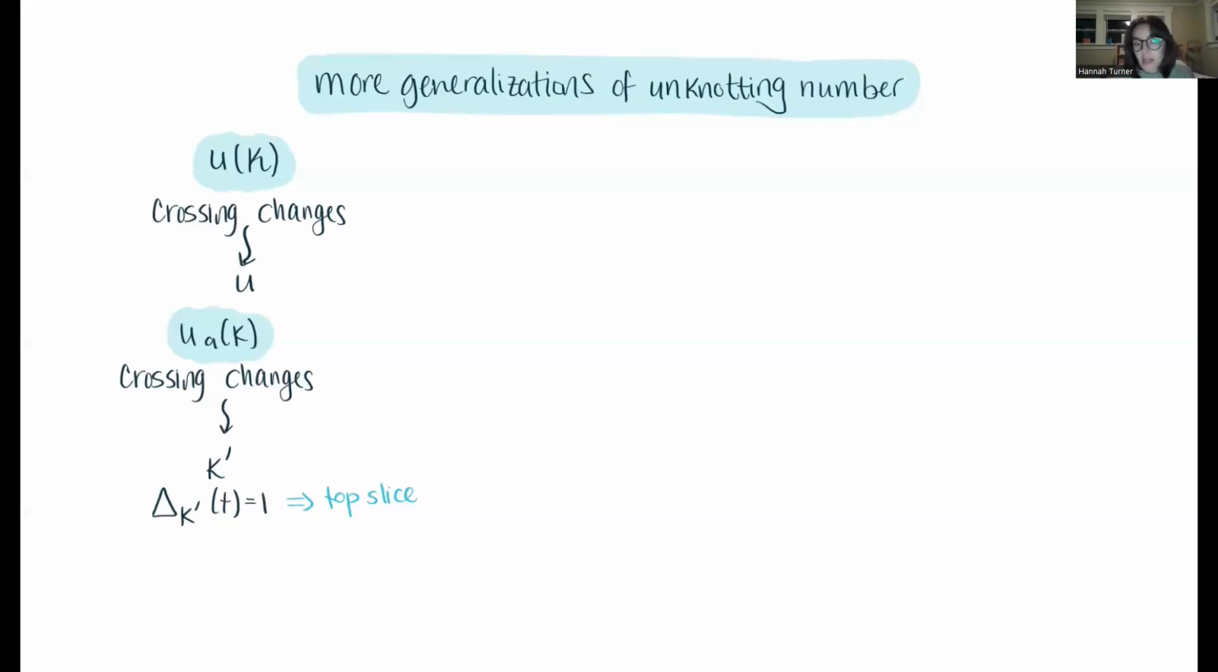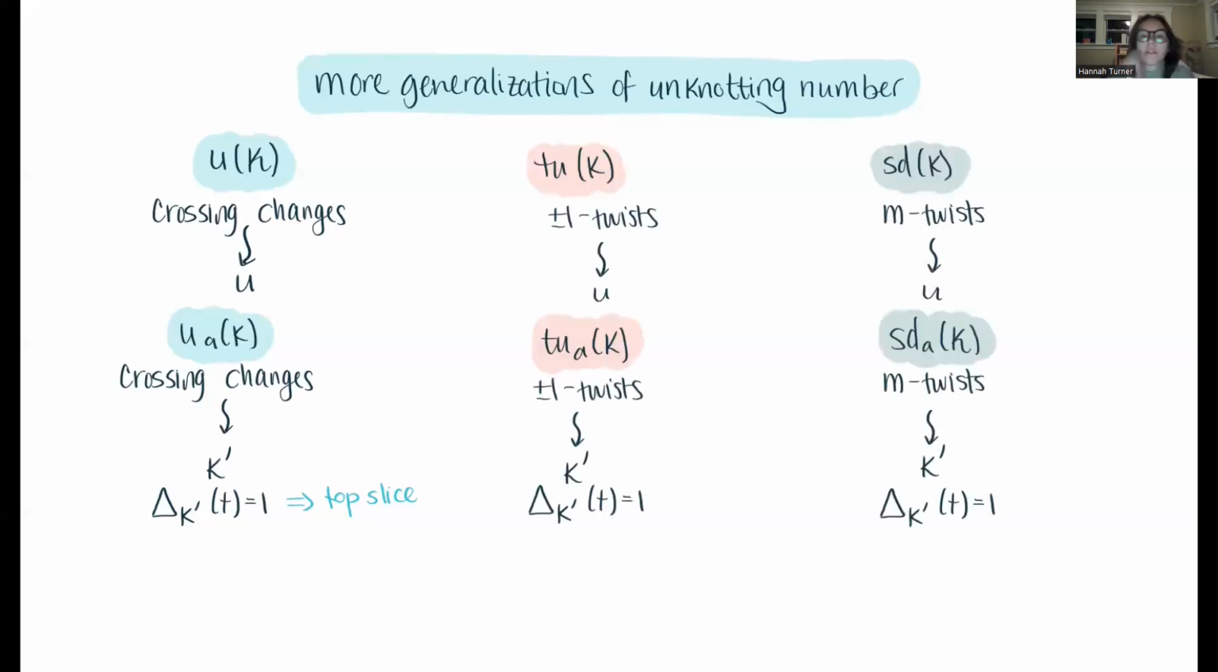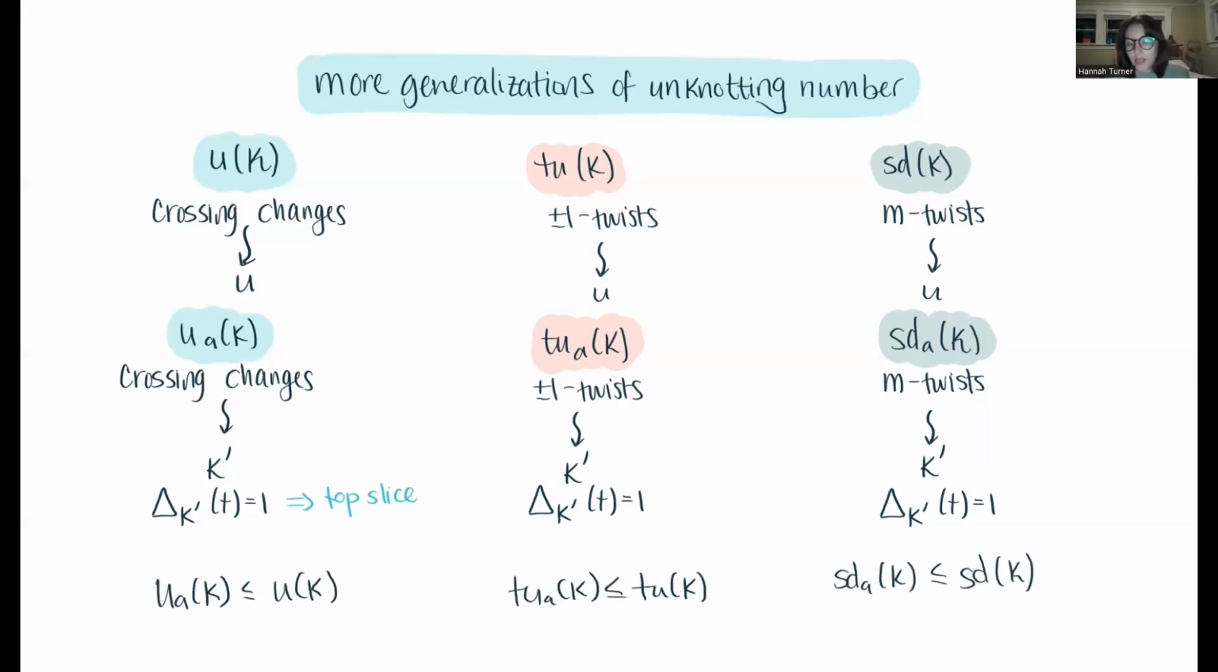This condition implies that the knot is topologically slice. So if you're familiar with that term, that might be a reason that you want to relate your original knot to a knot which is topologically slice. And each of the invariants that we already introduced has the same kind of generalization. So these subscript A, you can read it as algebraic unknotting number, algebraic untwisting number, algebraic surgery description number. And instead of trying to get to the unknot, we're trying to get to a knot with Alexander polynomial equal to 1. And again, there are very natural inequalities. It's easier to get to a knot with Alexander polynomial 1 than to get to the actual unknot. So we get all these inequalities.